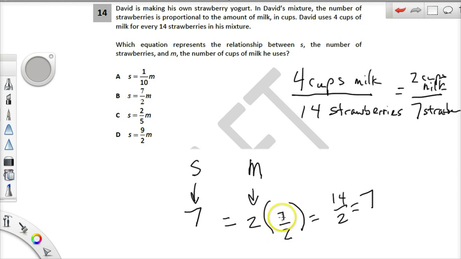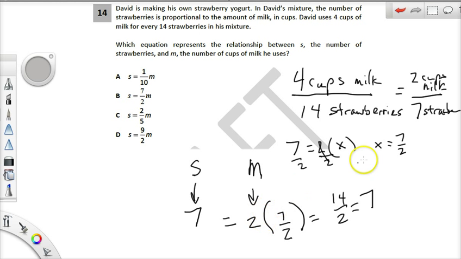Or you could do something like this. You could do 7 equals 2 times some factor, the constant of proportionality that we need to multiply 2 by to get 7. So if you wanted to say, what is x? You divide by 2 on both sides. Your constant of proportionality is going to be 7 halves.